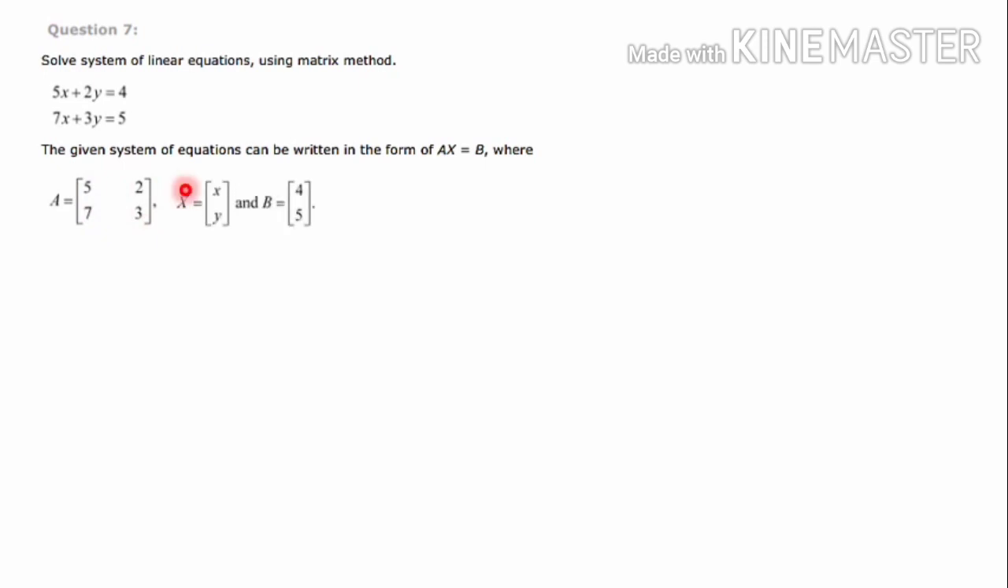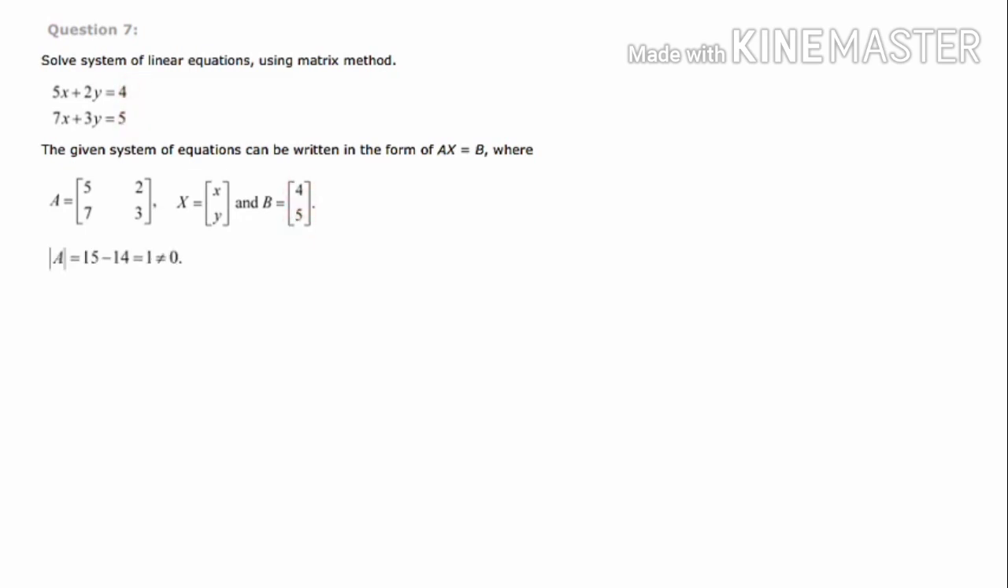Next X, that is our variable matrix. It is quite clear that the given system of equations is in x and y. So x and y we have to write column-wise. And B is our constant matrix. Here the constants are 4 and 5, that is written here.